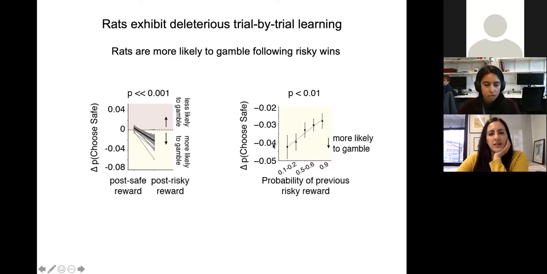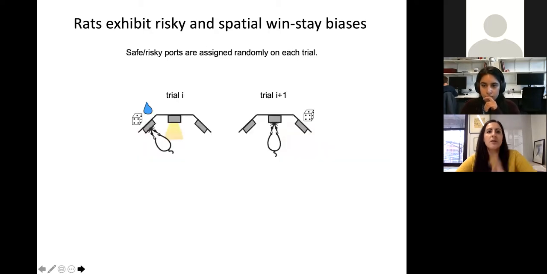So this effect is much smaller than the spatial bias, right? The other one was on the order of about 10%. Here we're talking about a change of 2 to 5%, but nonetheless, they exhibit this bias as well. And this has also been observed broadly in humans and also macaques. Okay, so there's two types of sequential effects that I've described. There's a spatial win stay and a risky win stay bias, right?